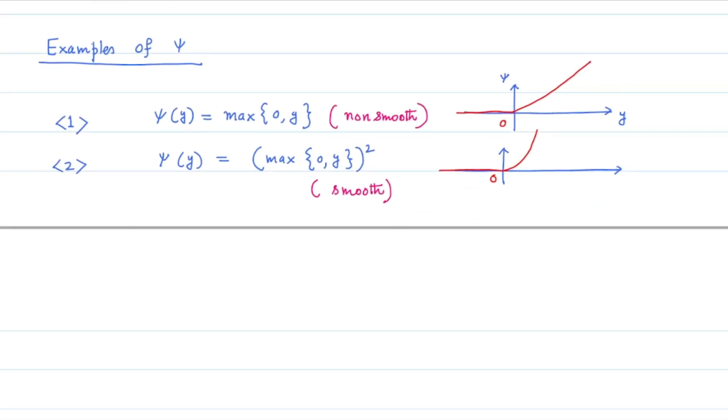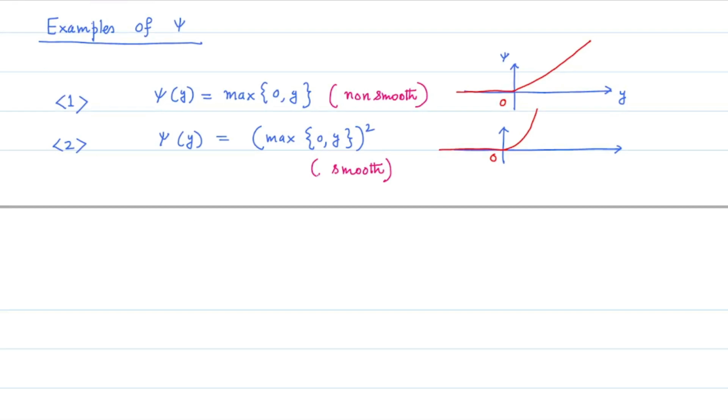For a smooth graph, we could have also taken this power to be any number greater than 1 instead of 2. That will give us a smooth expression for psi y. So another choice of psi can be maximum of 0 and y, raised to the power r, for any r greater than 1. And in a combined format, if you want to take 1 and 2 as special cases of the expression in this example 3, we just take r greater than or equal to 1 here. Then you notice that for r equal to 1, this expression of psi reduces to the first expression.